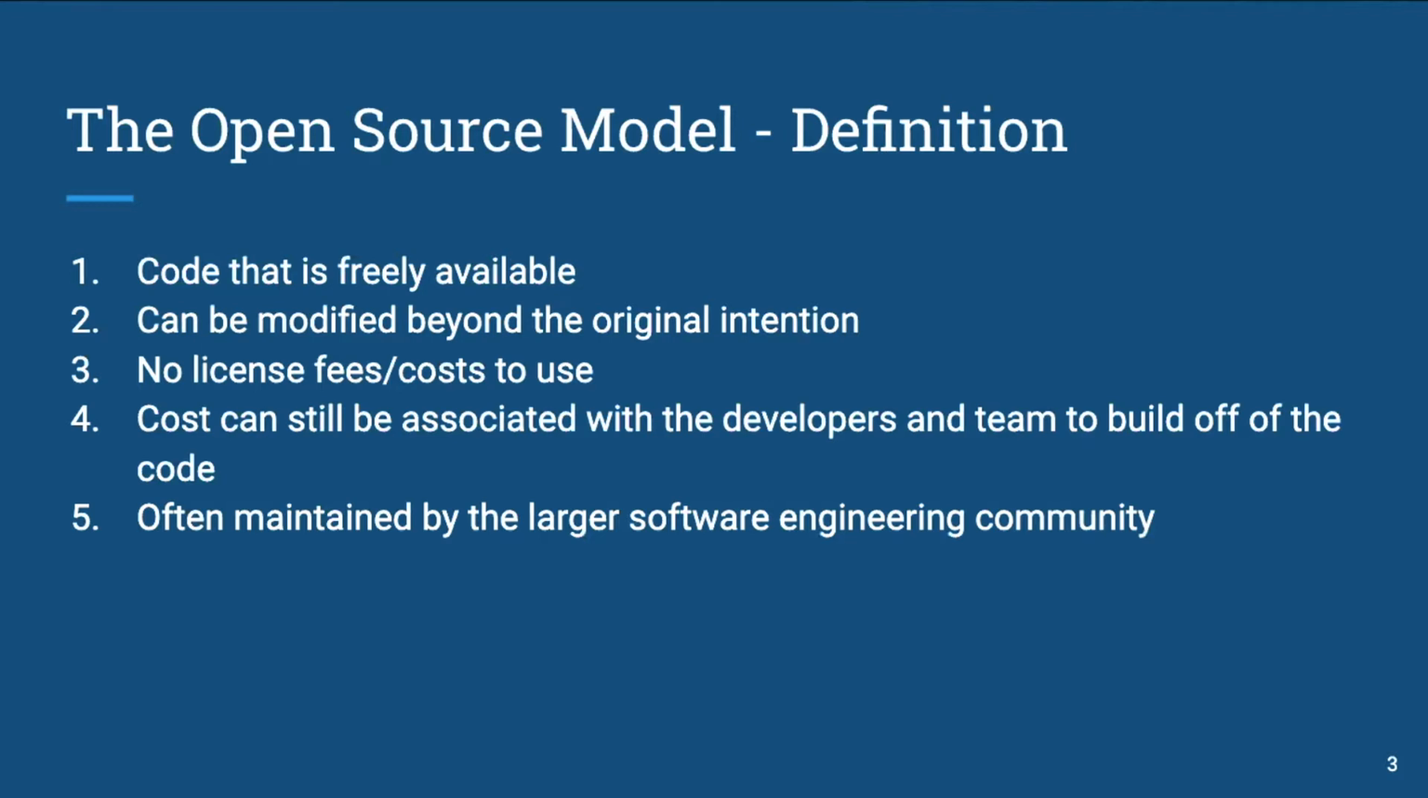So the first thing, of course, is the open source model, which by definition means that the code is freely available. It can be modified beyond the original intention. There is no licensing fee or cost associated with it. There can, of course, still be a cost associated with the developers and the team to build it. And it's often maintained by a larger software engineering community. Now, obviously, there is some wiggle room with all of these definitions. There are plenty of examples out there where one or more of these may not be entirely true. But for the bounds of this, that's what we are mostly saying when we're saying open source models versus proprietary models.